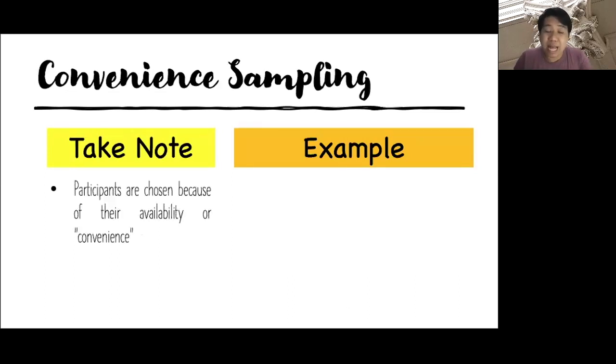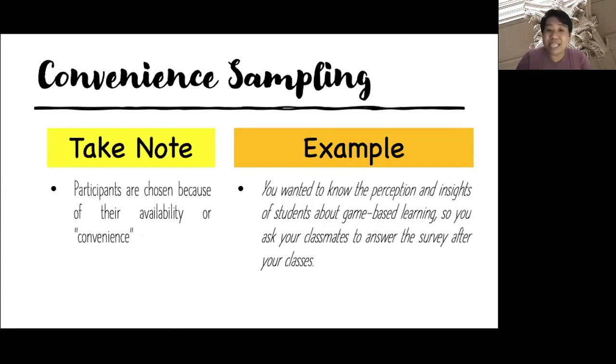From the name itself, participants are chosen because of their availability or convenience. So anong example nito? You wanted to know the perception and insights of students about game-based learning. So you ask your classmates to answer the survey after your classes. So di ba po, right after the classes, in-invite mo na yung mga classmate mo na mag-participate dun sa study by answering the survey. So nandun yung convenience.